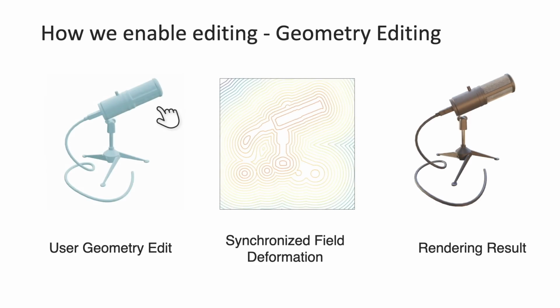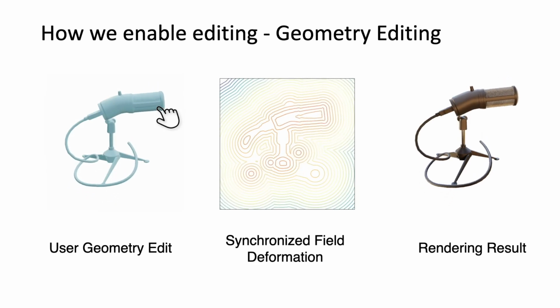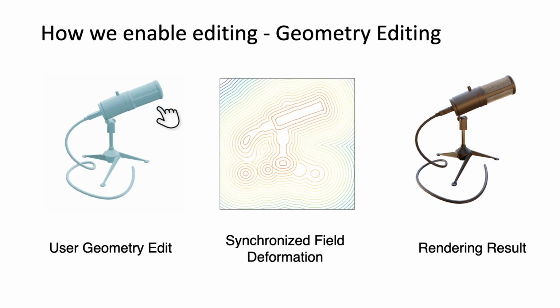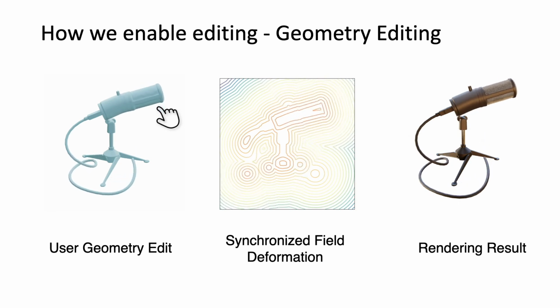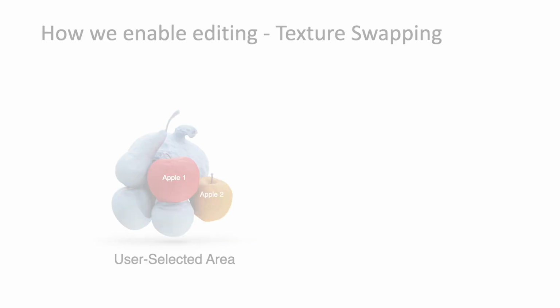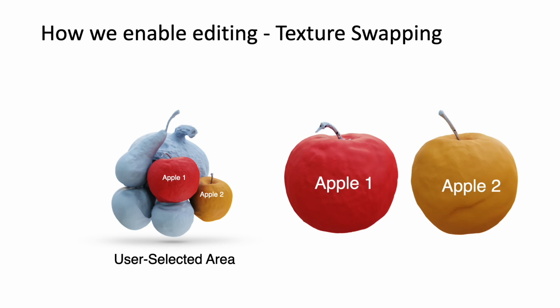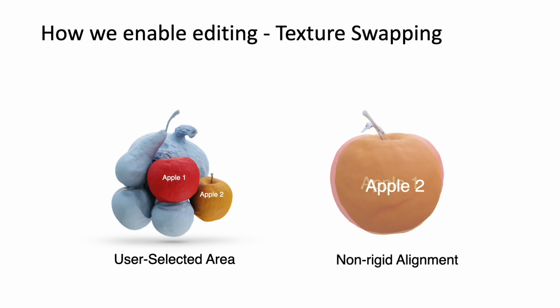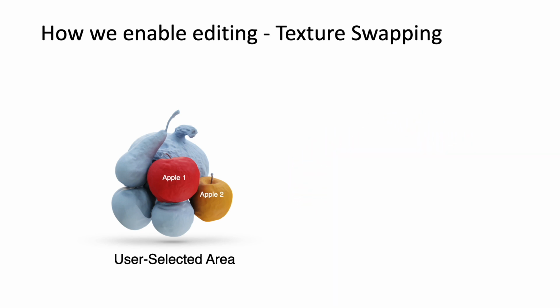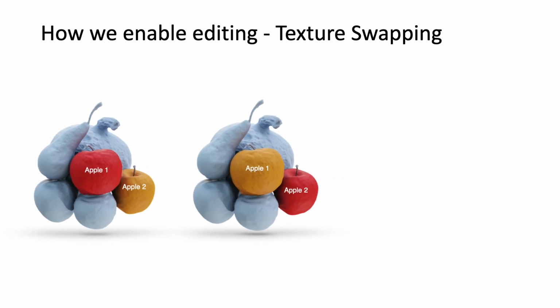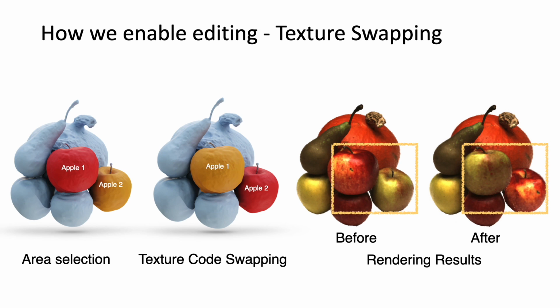Now, we will show how we enable editing with our representation. Since the neural implicit field has been tightly aligned to the mesh surface, we simply deform the corresponding mesh, and the change will synchronously take effect on the implicit field and the rendered object. For texture swapping, we first select objects through mesh vertices, such as two apples, and perform non-rigid alignment to register these two objects. Then, we swap the texture codes on the aligned vertices. Here, the textures of the red apple and the yellow apple have been swapped seamlessly while the geometry remains unchanged.